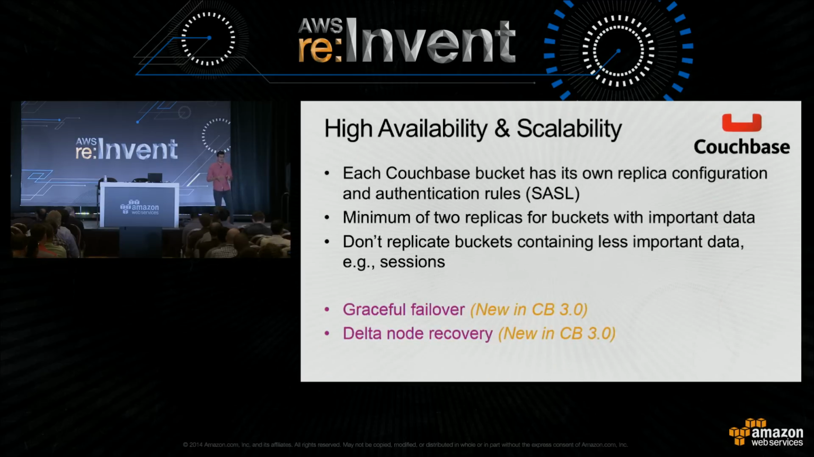Couchbase is designed, it's always been pretty strong in HA and the ability to scale seamlessly, and it's getting better and better with time and faster in its ability to scale and recover quickly. So each Couchbase bucket, remember I was talking about buckets, they're logical groupings of data, has its own replica configuration. How much do you want to replicate the data in that bucket? And also authentication. Who should have access to that data? So you can partition your data from both a security, performance, and replica durability perspective, which is really powerful.